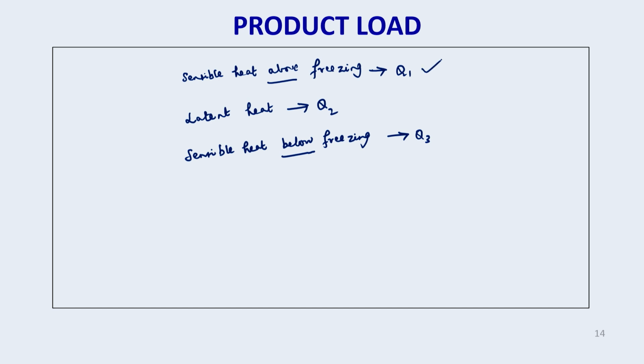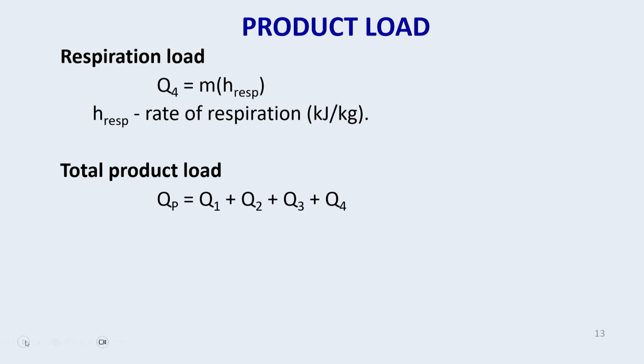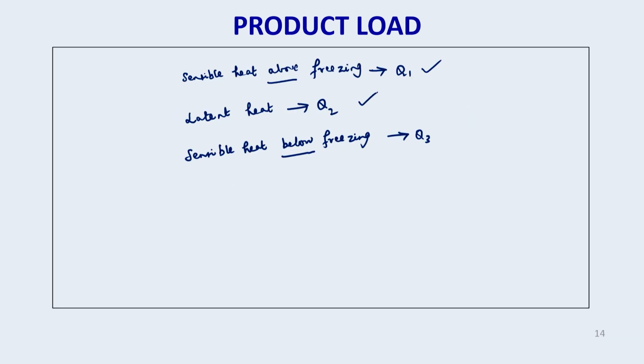Then the latent heat of fusion, that is M into the latent heat H, with the latent heat in kilojoule per kg. The product of M into H will be Q2.